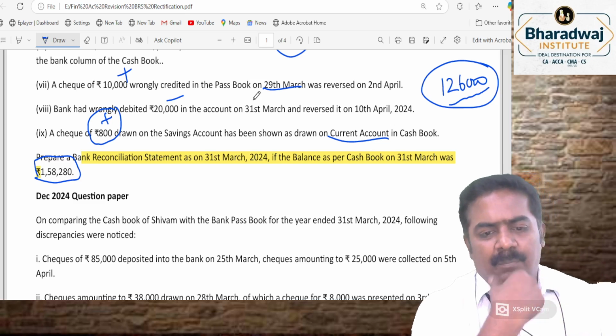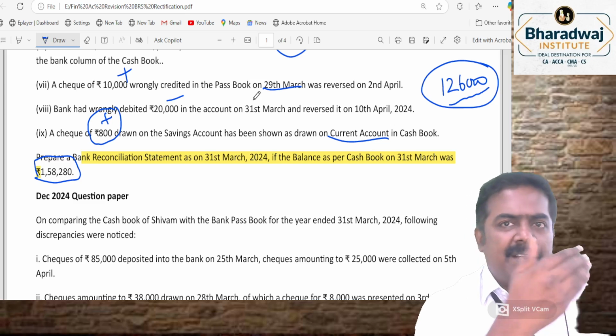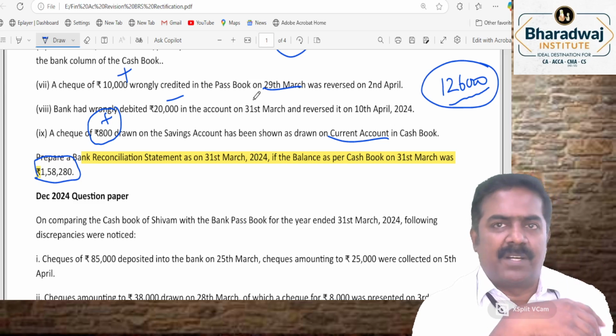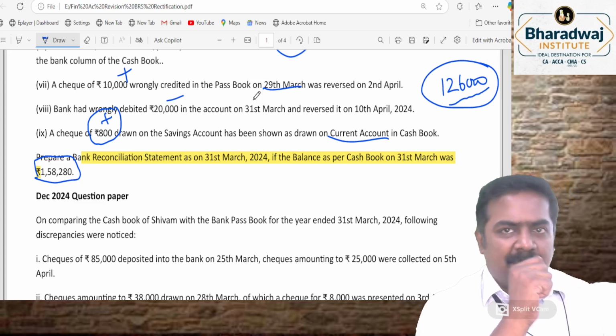Same way, point number 8 also. They debited, which means they reduced on 31st March. So let us also reduce it.